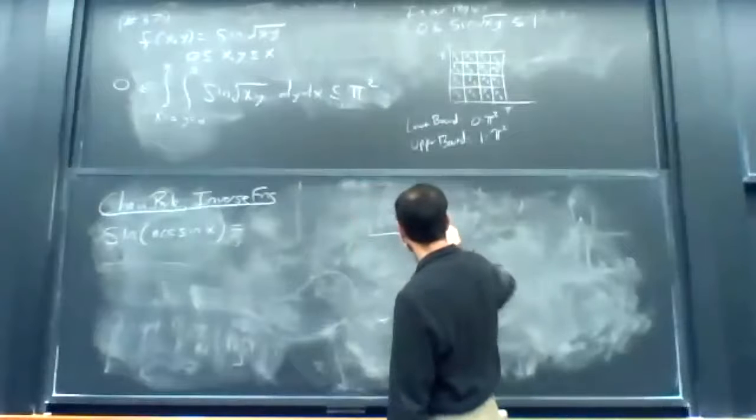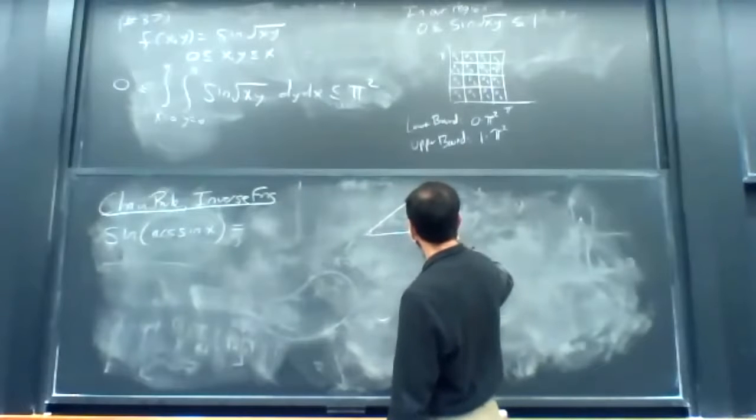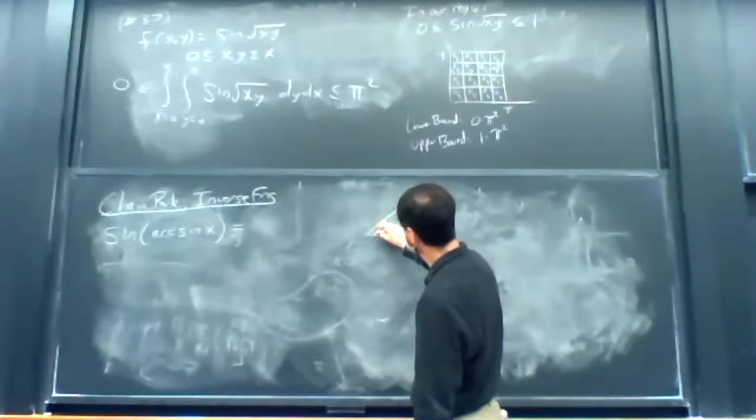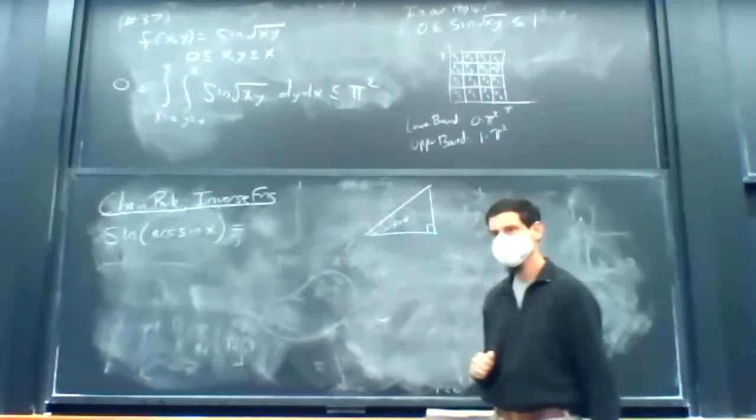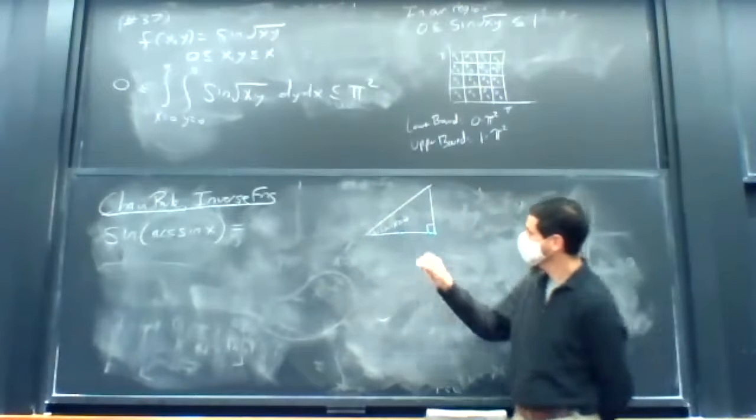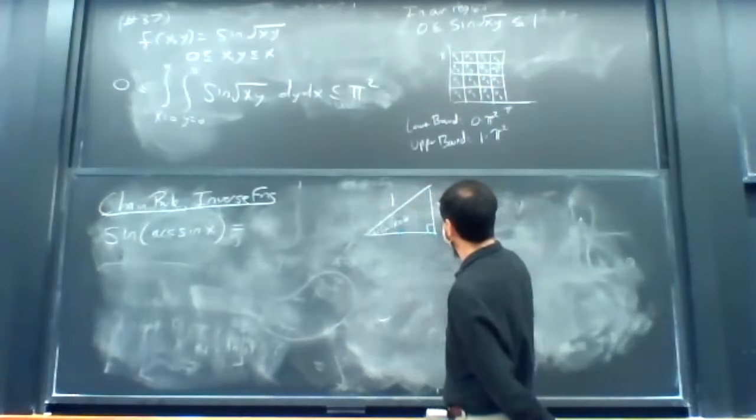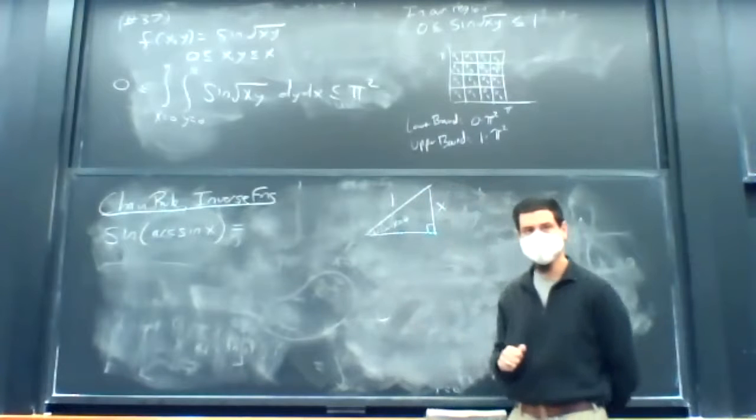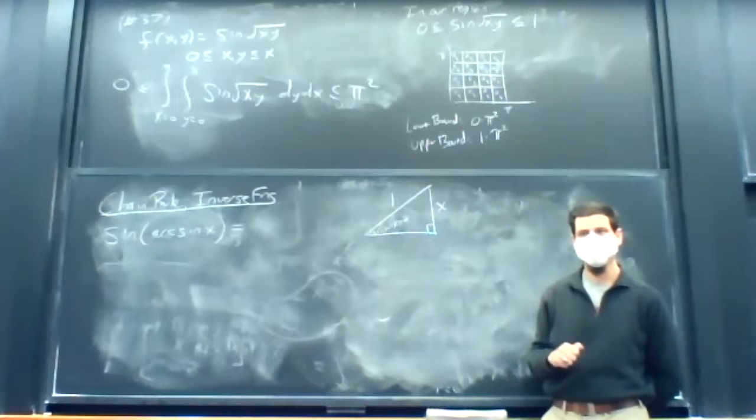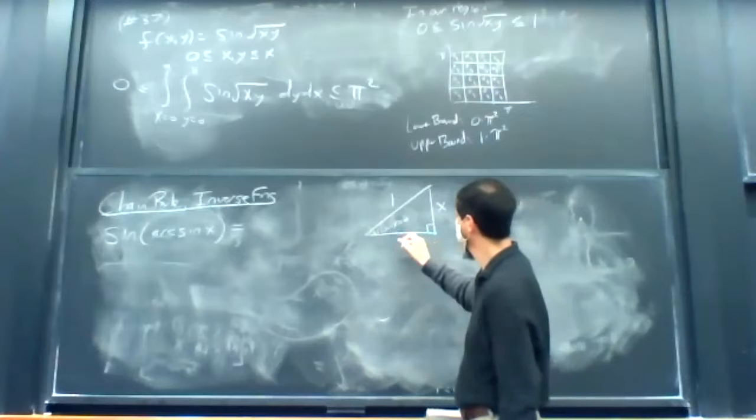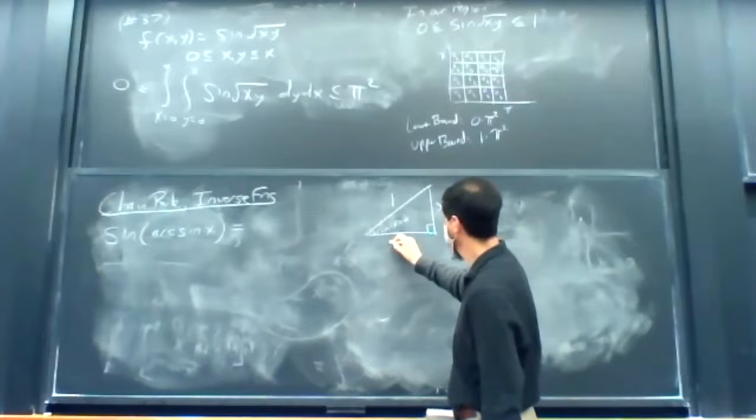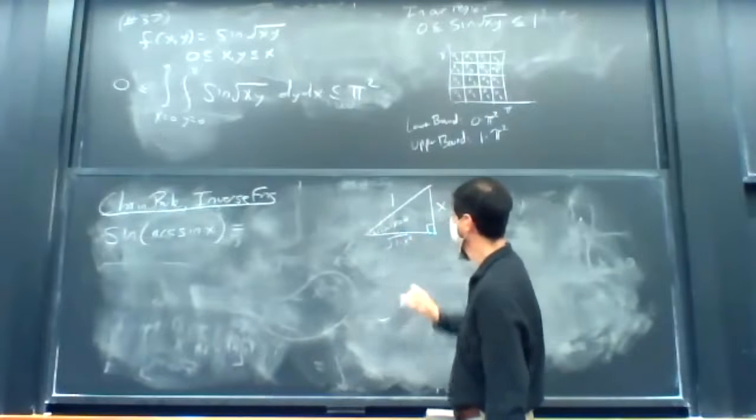If I look at the triangle, here is arc sine of x. Let's call that theta. So if I make the hypotenuse 1, the side opposite this angle would be x, and then this would just be the square root of 1 minus x squared.